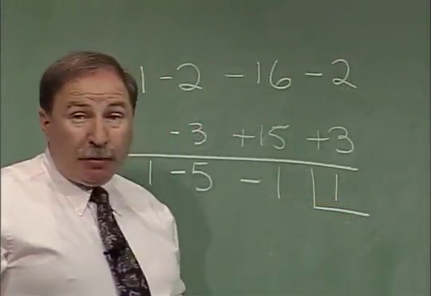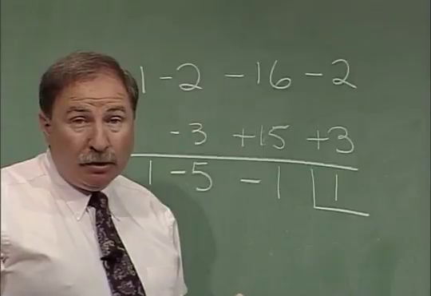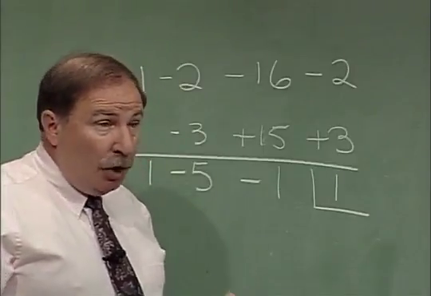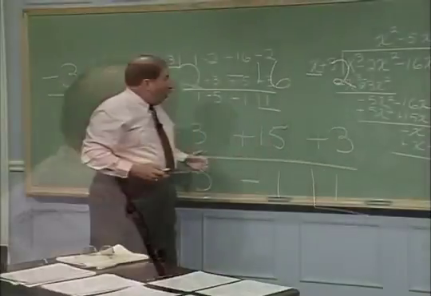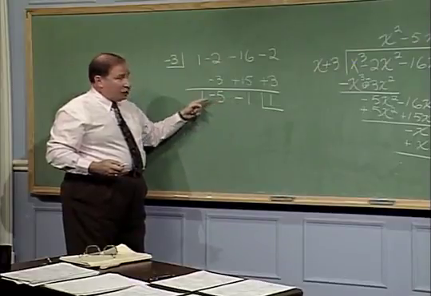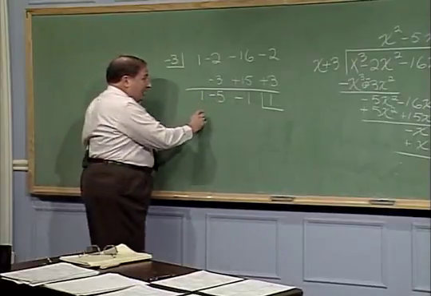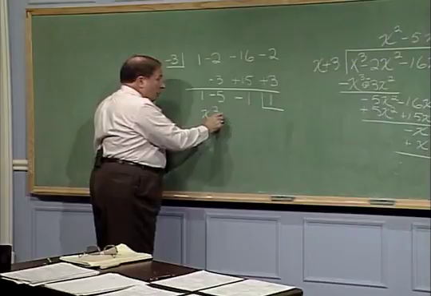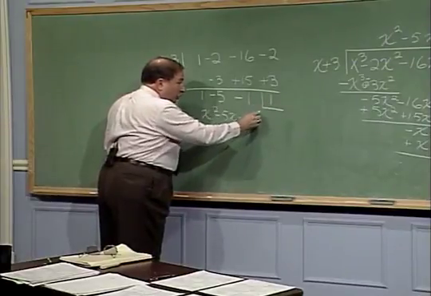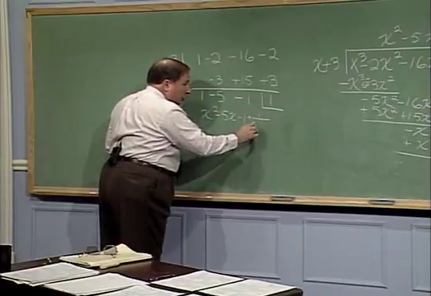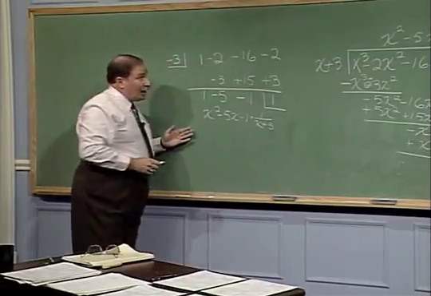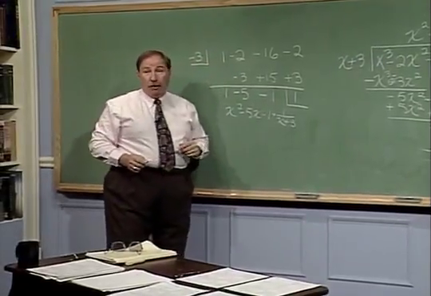Well, since I know the problem started out with x cubed, the answer has to be x squared as the highest power, because I'm dividing by x. Or I can say 1, 2, 3. This is the ones place, the x's place, the x squared place. My answer is x squared minus 5x minus 1 with a remainder of 1, or plus 1 over x plus 3. And that's exactly the same answer I got before.